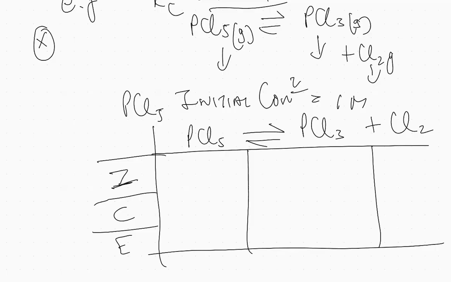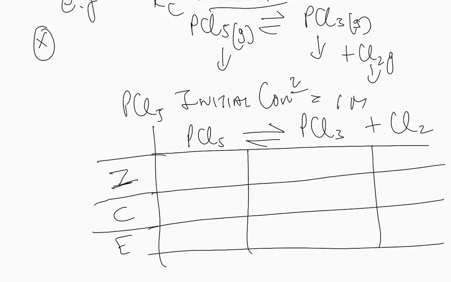Initially the products are 0. For change, let us put X. Here it's minus, that's plus, plus. Minus means it disappeared, right? So at equilibrium, the concentration should be 1 minus X, then X and X. So we have only one unknown, and we know Kc, so we should be able to find it.